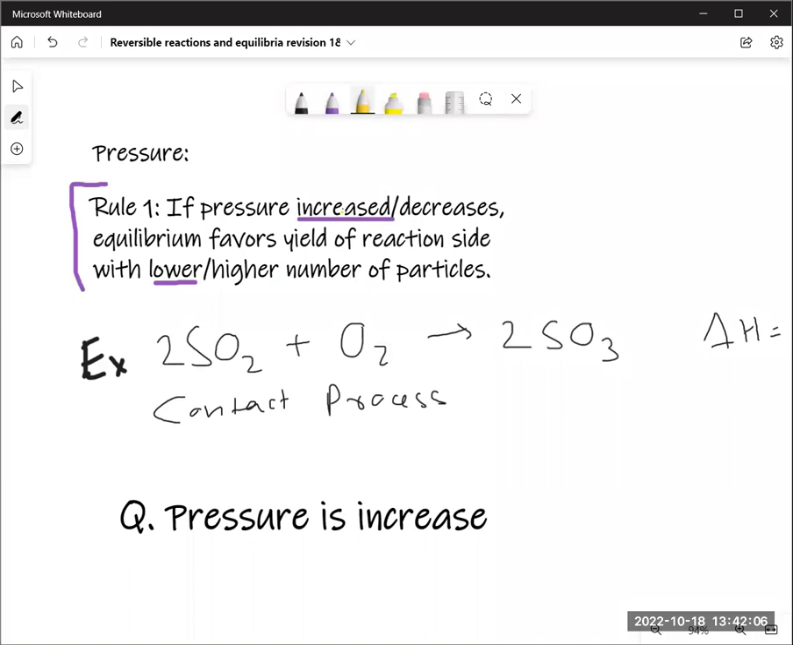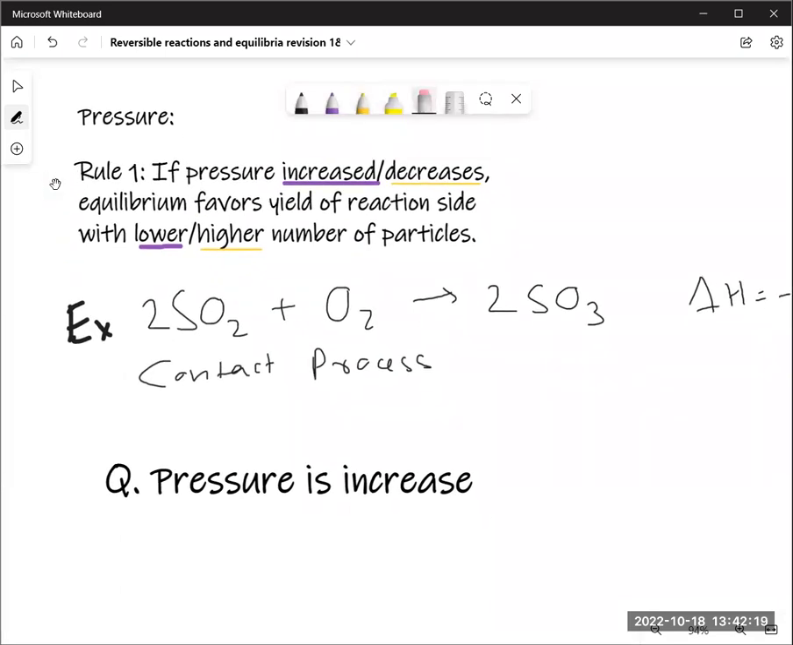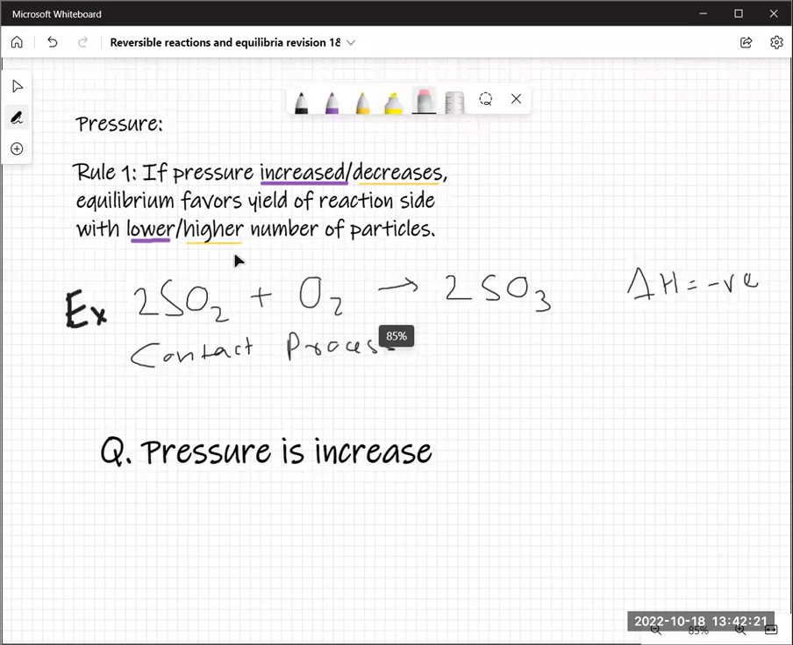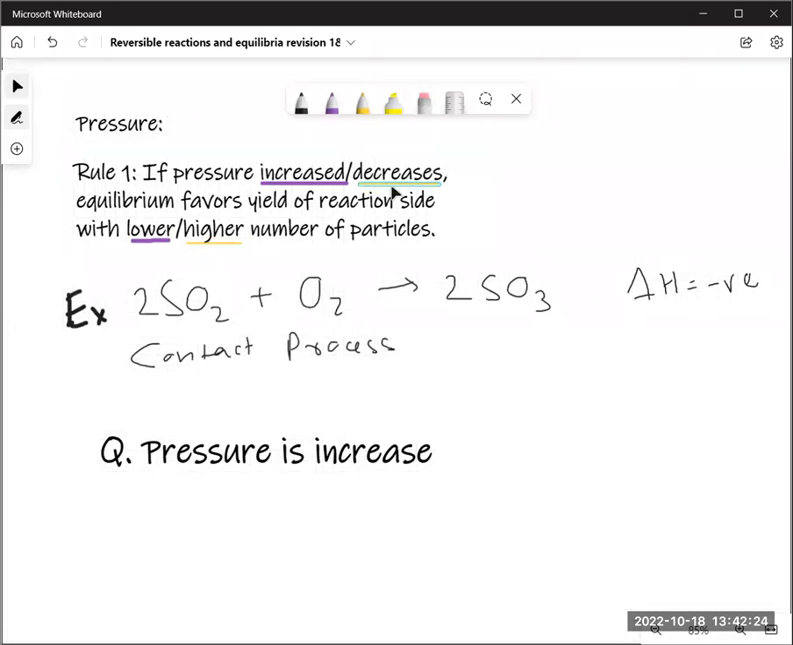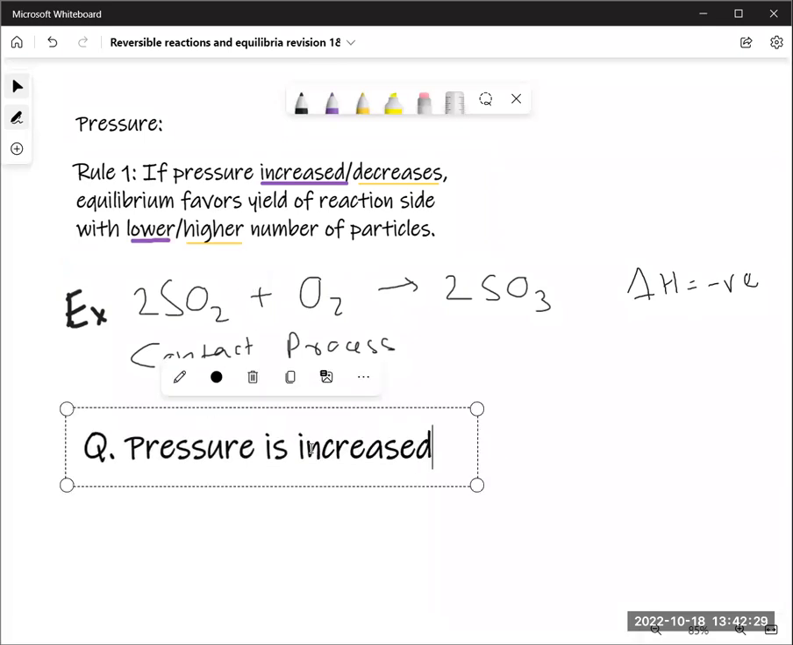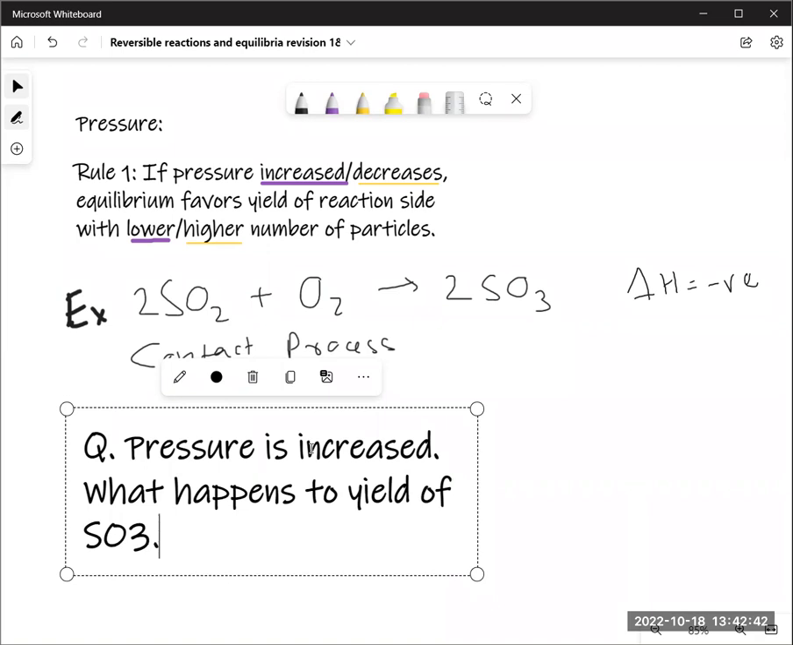Perfect. Anas, read it for if pressure decreases, what happens? If pressure decreases, equilibrium favors yield of reaction side with higher number of particles. Exactly. That's the rule. I can write it in two separate lines, but the only thing changing is that if pressure decreases, the opposite happens. So let's say pressure is increased. What happens to the yield of SO3? Answer.